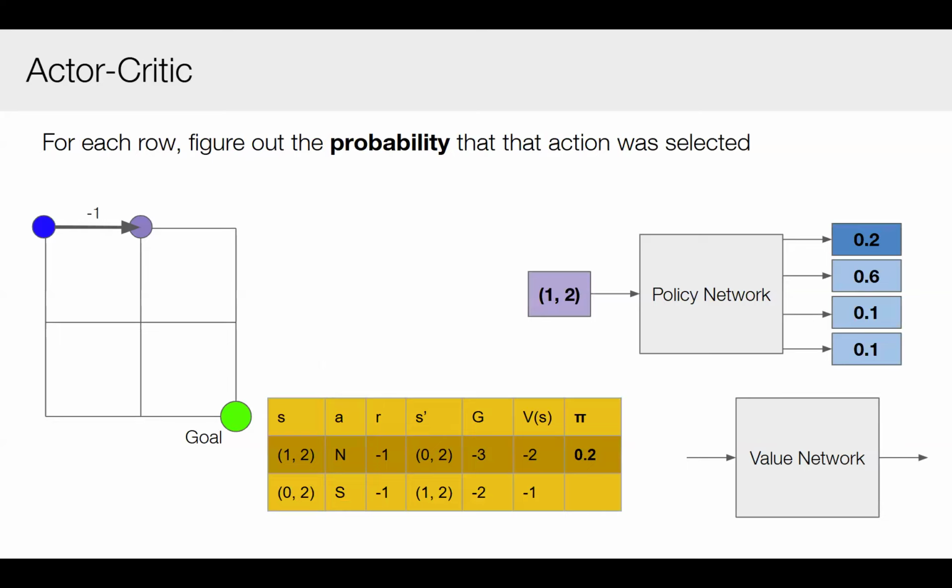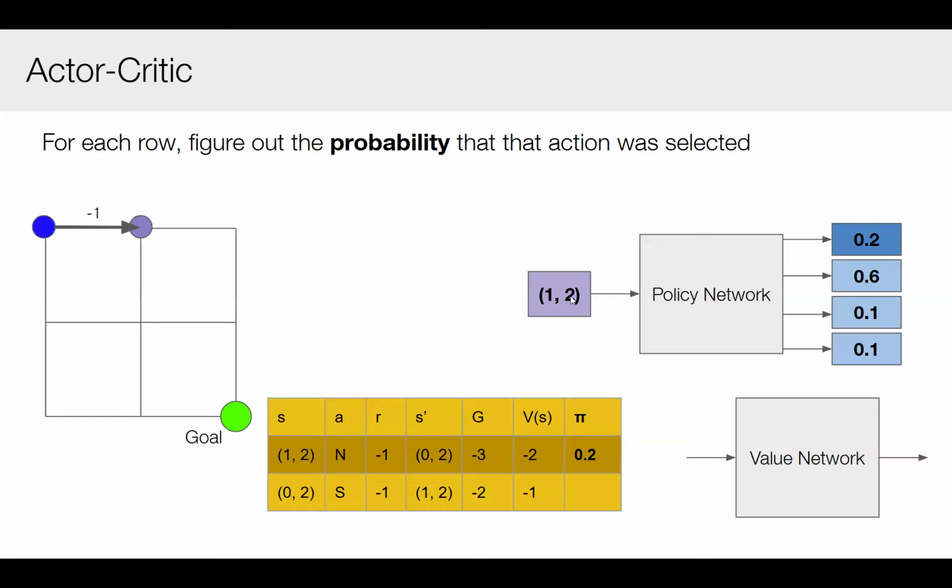We can basically set it aside. So what's left is to train our policy network. So we need a few more things to be able to train that. The first thing we need is for each row, we need to find out the probability of each action being selected, right? So we need to find the probability that from state S, taking action A, that happened.